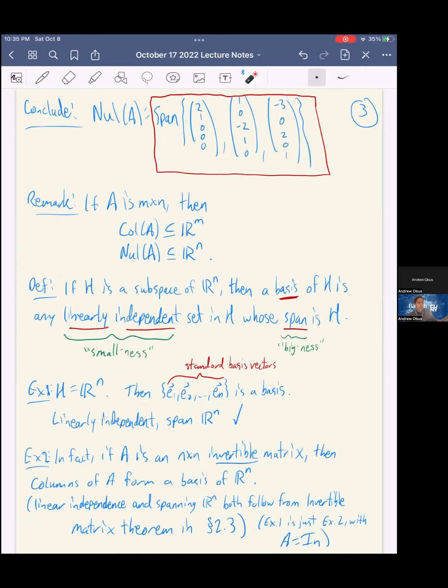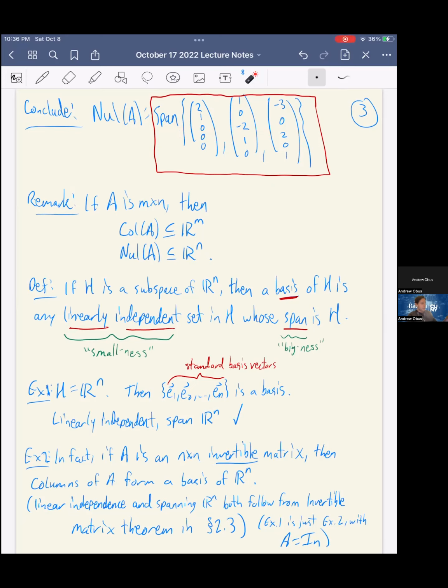And the reason they're going to be a basis is, what do we have to check? We have to check that they're also linearly independent. Okay, so why do we know these things are linearly independent? Well, I'm not going to write a formal proof. I'm just going to try to convince you in this case, and the general case is the same.